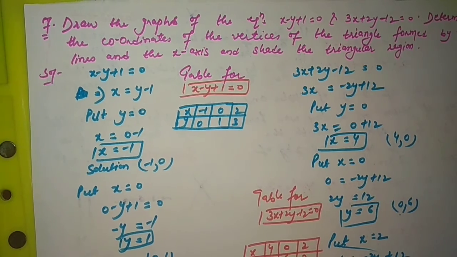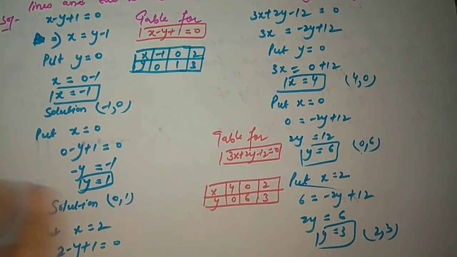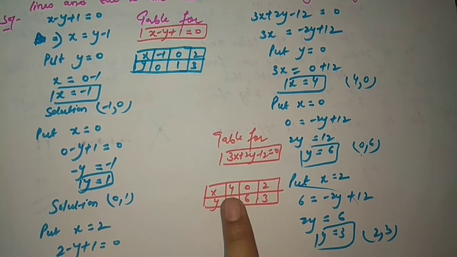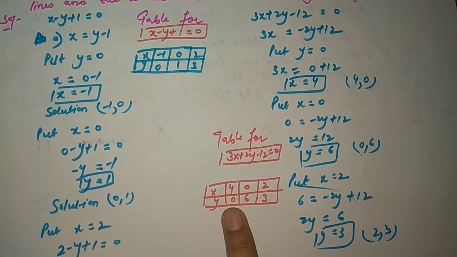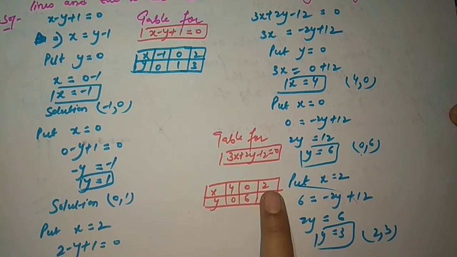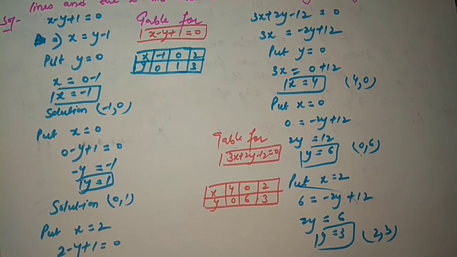Clear? Now similarly we will make the table for the next equation, and after solving we have x is equal to 4 and y is equal to 0. The first solution 4, 0, then x is 0 and y is 6, and again x is 2 and y is 3. So this is our second table. Now after making the table, we have to use these two tables for making the graph.